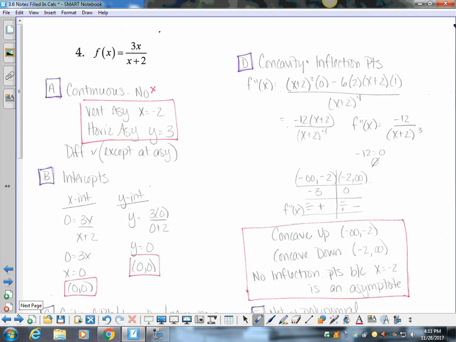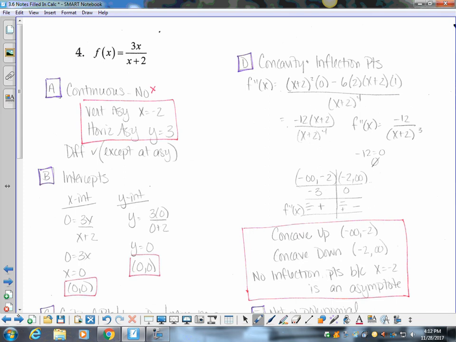Okay, number 4 is another rational function. You're not continuous because we got some asymptotes going on here. So we state no, and then we say we've got a vertical asymptote. We set the bottom equal to 0. That's going to be x equals negative 2. Horizontal asymptote, the degree of the top is a 1 and the degree of the bottom is a 1. So they're the same. So it's y equals a over b. A is the leading coefficient of the top. B is the leading coefficient of the bottom. So that's going to be y equals 3.